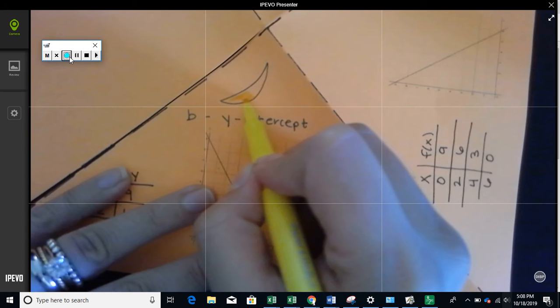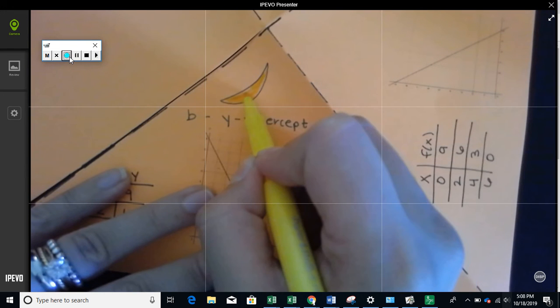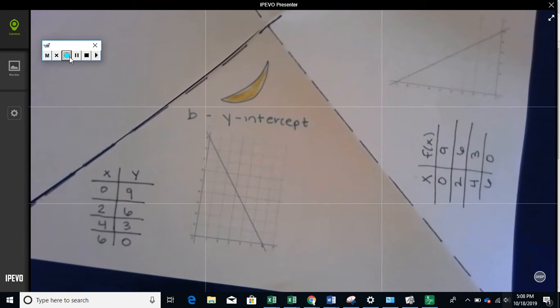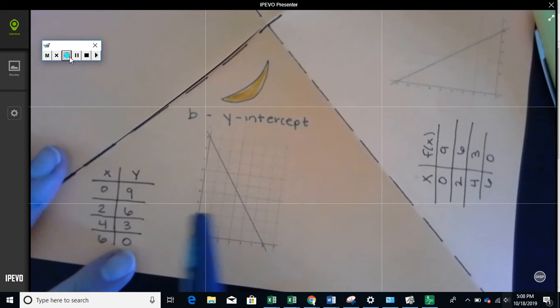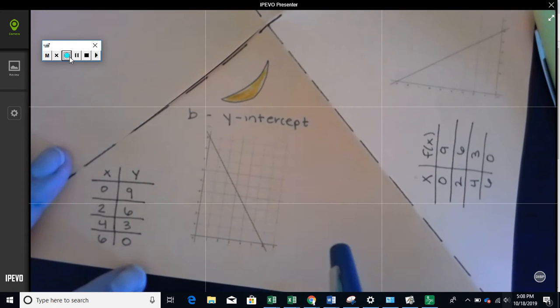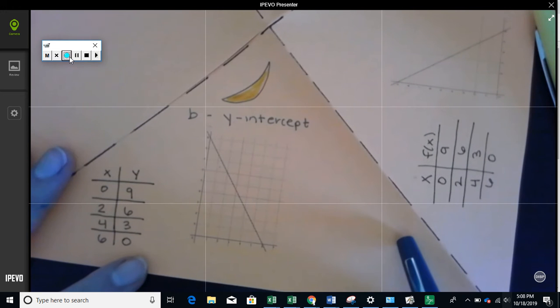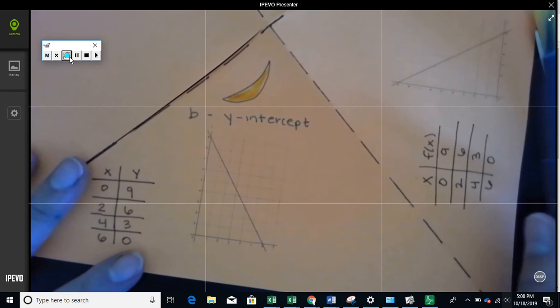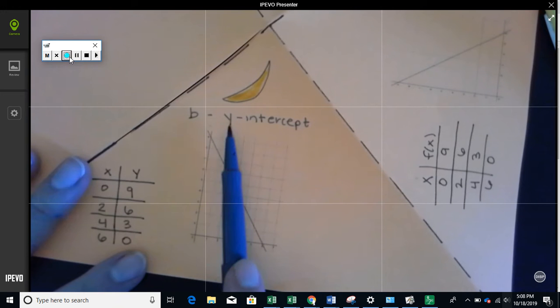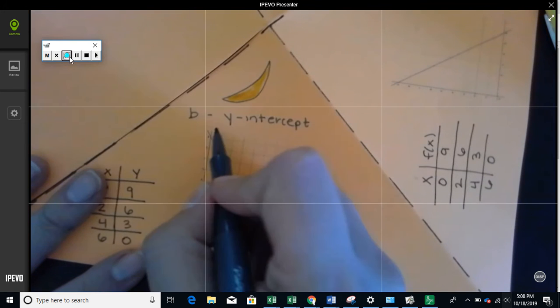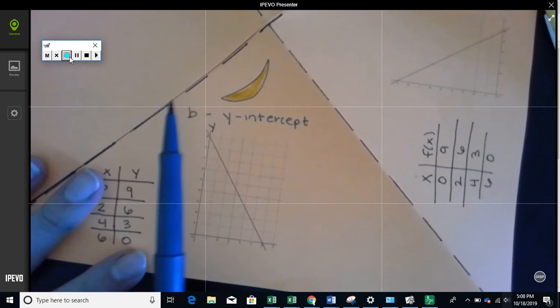And I don't know how well this yellow is going to show up on orange. We'll find out. Alright, so I'm going to show you how to get the Y-intercept from a graph, from a table, and then we're going to write it right here with the equation. I probably should have written it, but it's okay. So the Y-intercept, the banana, is always on the Y-axis. It's the number line. Okay, that's the vertical one.